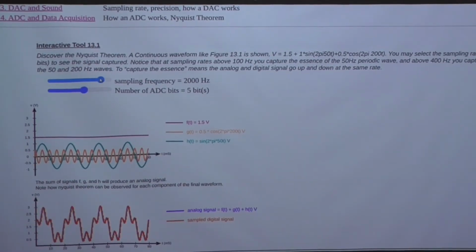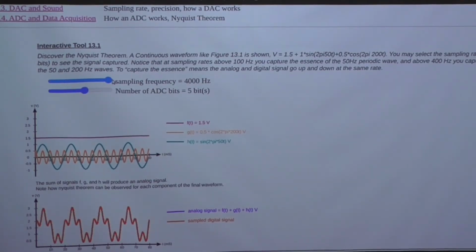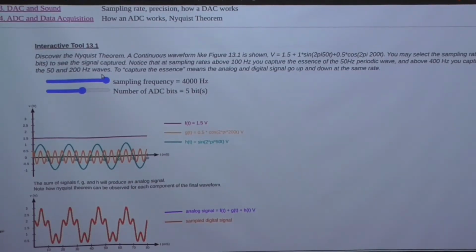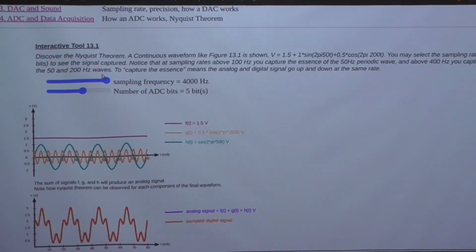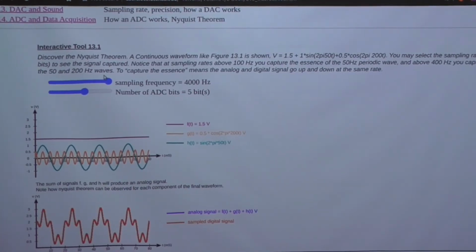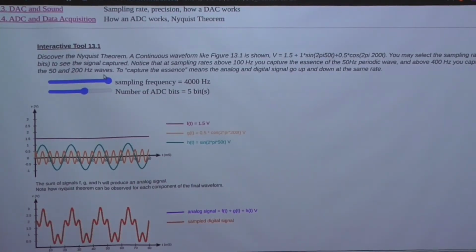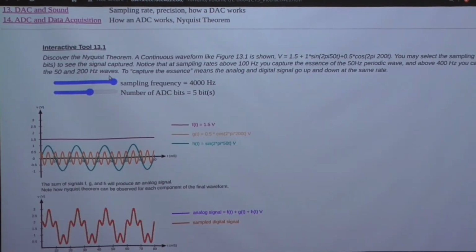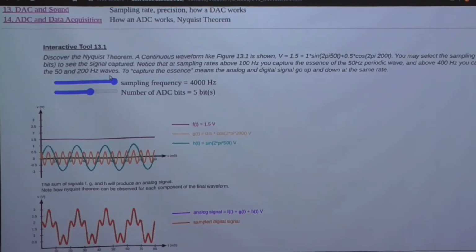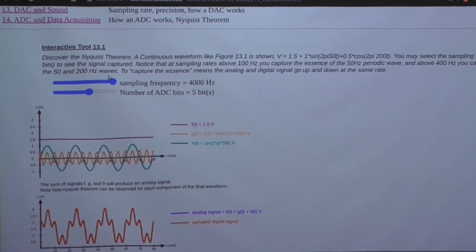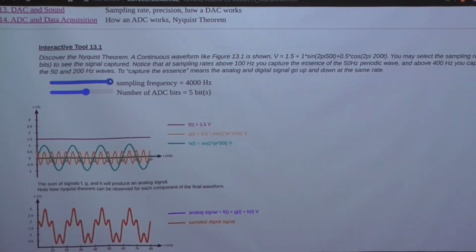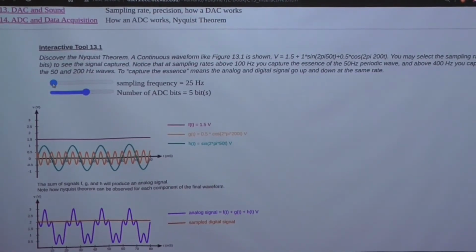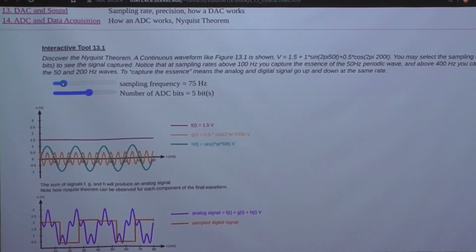The higher the sampling frequency, the more closely our data resembles the incoming signal. Right? This is actually known as discretization error. So the error that's introduced when you discretize the analog signal is known as discretization error. If you pull this back down, you can see it gets quite bad at very low frequencies, right?